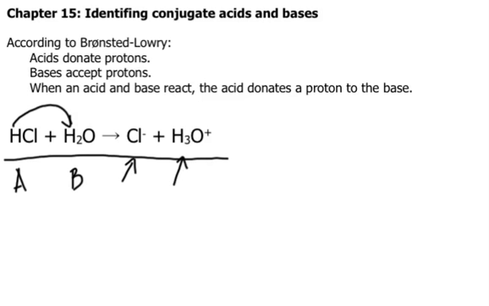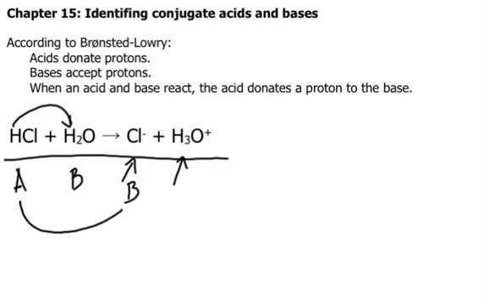Now, this terminology for conjugate acids and bases works like this. The acid here, the HCl, after it has lost the proton, what's left over is called the conjugate base of that acid. So the HCl, after it loses the H plus, becomes Cl minus. So therefore, Cl minus is the conjugate base of HCl. So those two things form a conjugate acid-base pair.